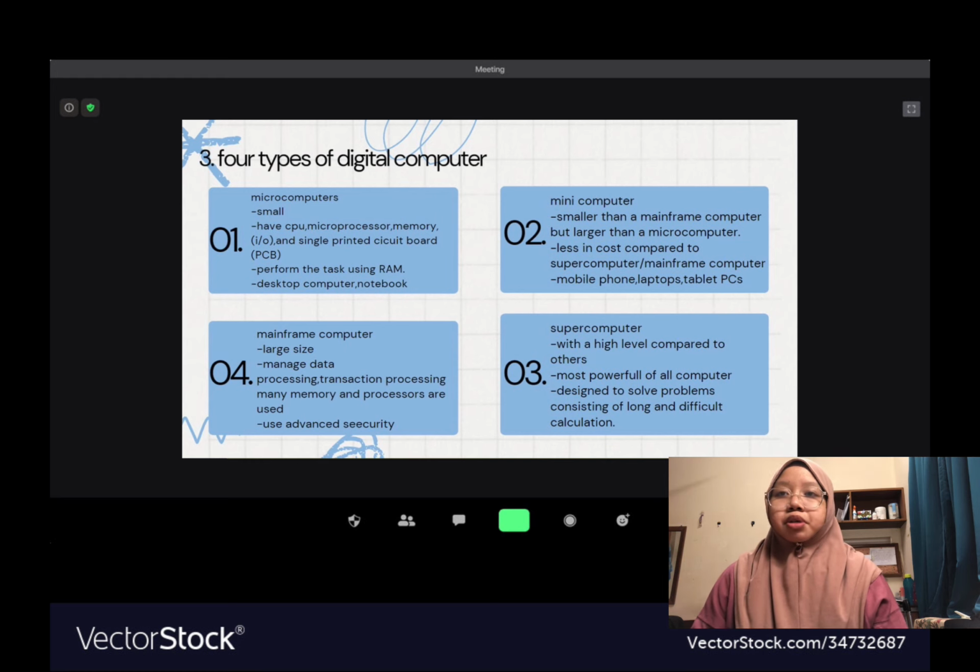Second, minicomputer. A minicomputer is smaller than a mainframe computer but larger than a microcomputer. A minicomputer costs less compared to a supercomputer and mainframe computer, because the cost of a supercomputer and mainframe computer is high compared to a minicomputer. Examples of minicomputers are mobile phone, laptop, and tablet.